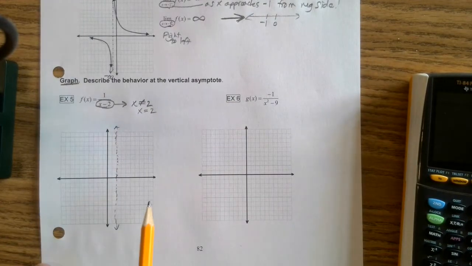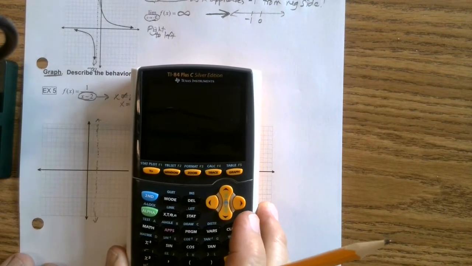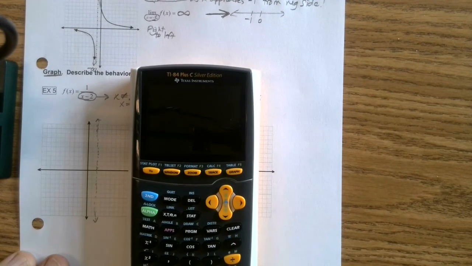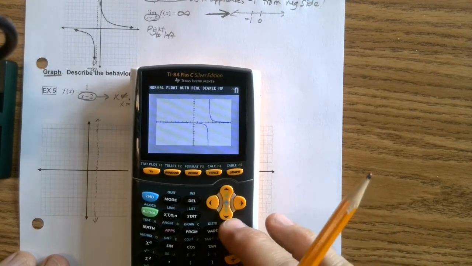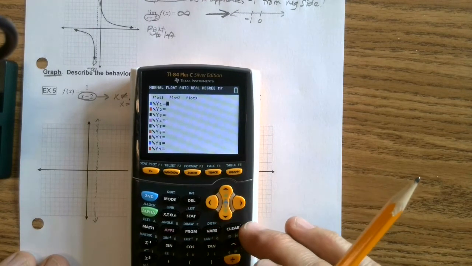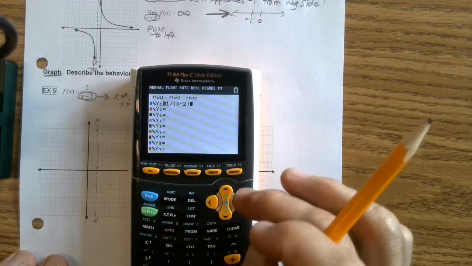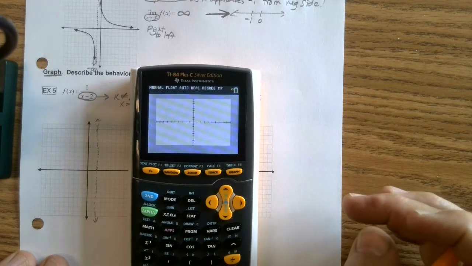So here's the deal, guys. I'm going to go ahead and let you practice with your graphing calculator on these. So I'm going to clear that, go here, clear that, and enter 1 divided by parentheses, get my x in there, minus 2, end of parentheses. And I'm going to hit graph.